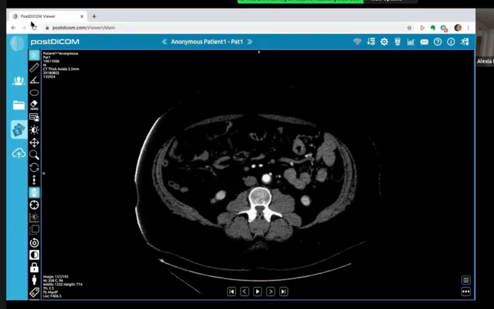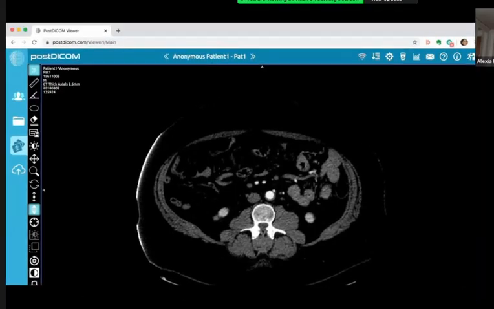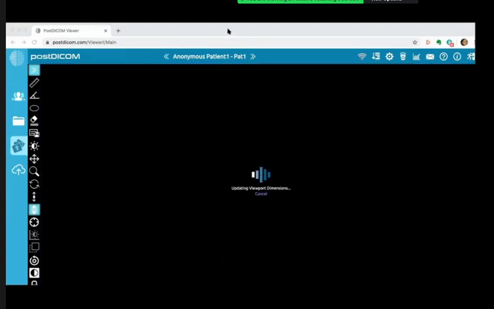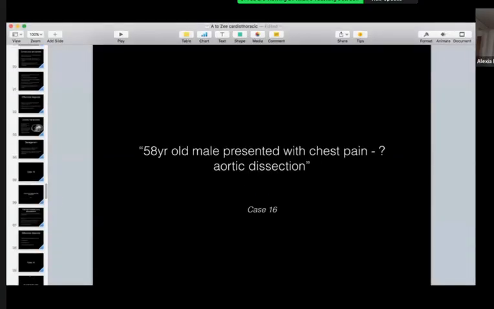So, let's go back to... The extent is quite large, distally as well. Quite a long segment. Okay.